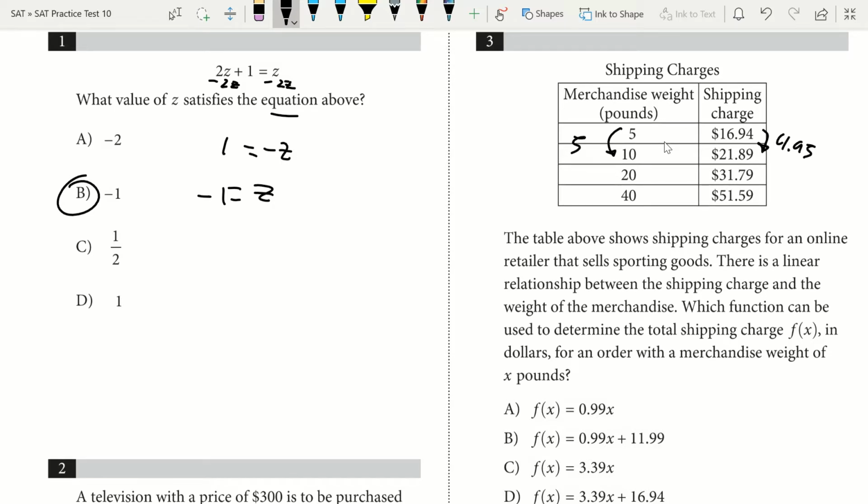$4.95. So when I divide 4.95 by 5, I will get 0.99x as my slope, so y will equal 0.99x. But I also need my y-intercept, so I'll have to go back that 4.95, since going back from 5 brings me to 0, and I see that that'll get me plus 11.99, so my answer there will be B.